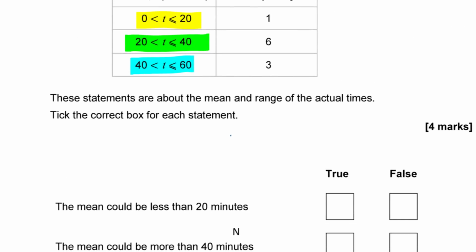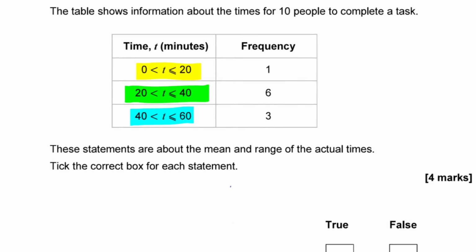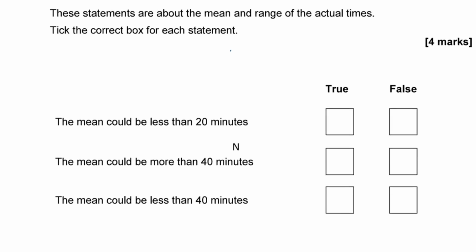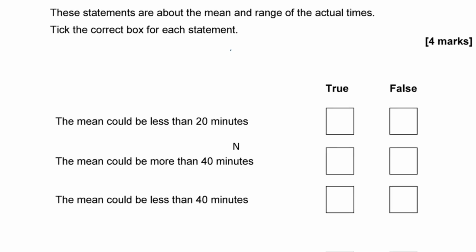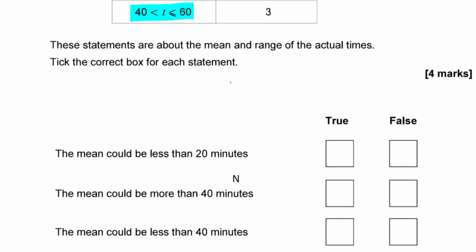So the mean could be less than 20 minutes. Now, is that possible given the data that we've got in the table? With group frequency tables, you do lose a little bit of accuracy because we don't know for sure what value that one person who completed the task in between 0 and 20 minutes took. It could have taken them 1 minute or it could have taken them 20 minutes. So, depending on where within those ranges these people actually lie, is it possible for these things to have happened? So, could the mean be less than 20 minutes?